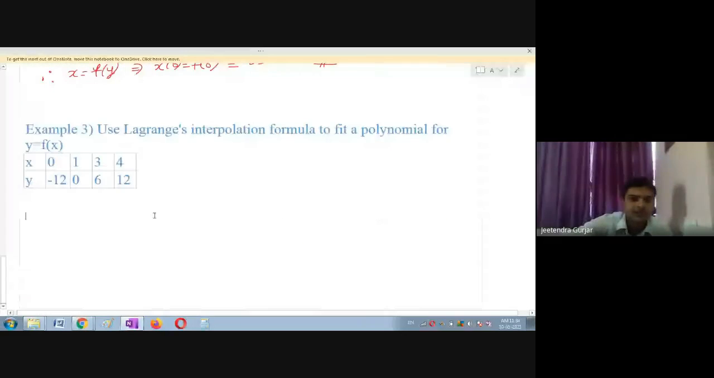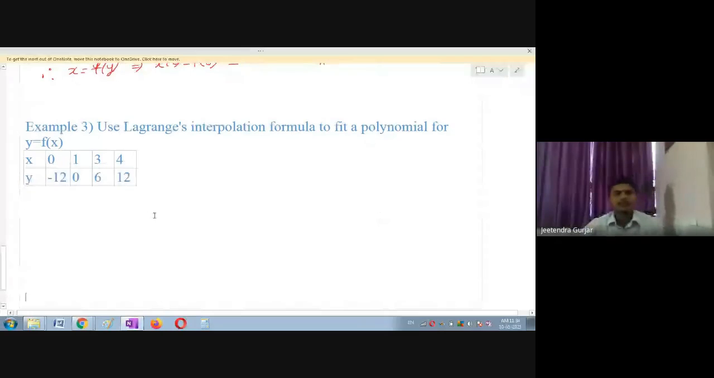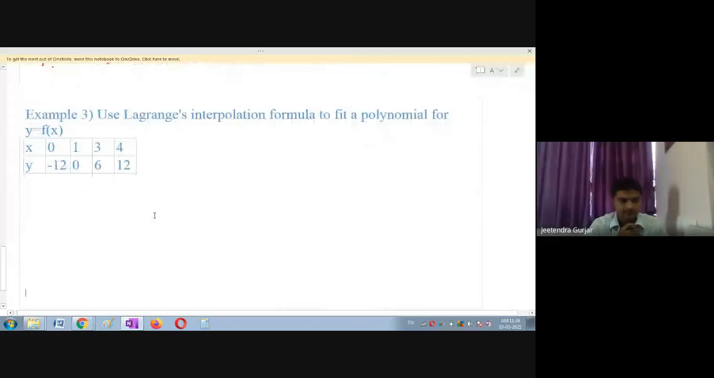Yes, students, write down the next example. It's very, very important that here we are going to use Lagrange's interpolation formula to fit a polynomial for y is equal to f of x. They may not give you this. The question may be asked even like this, so you should be prepared. They may give you like this, fit a polynomial also.